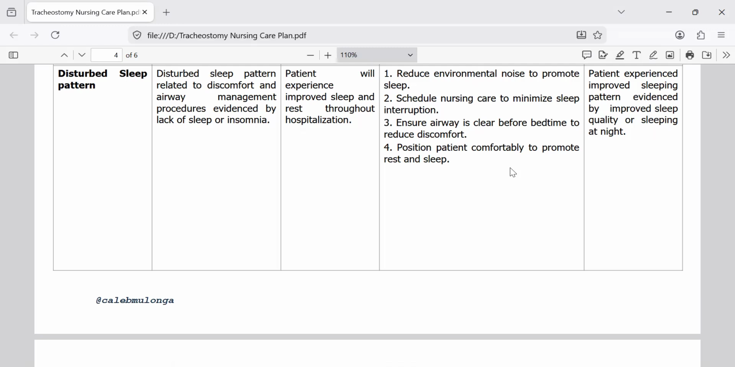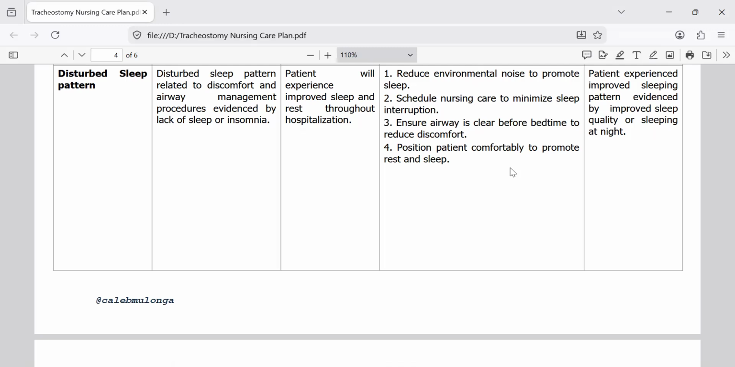This is very important, where we ensure that the airway is clear. If it's about suctioning, we do that way before bedtime so that the patient is comfortable. Number four, I will position the patient comfortably to promote rest and sleep. This is also very good.